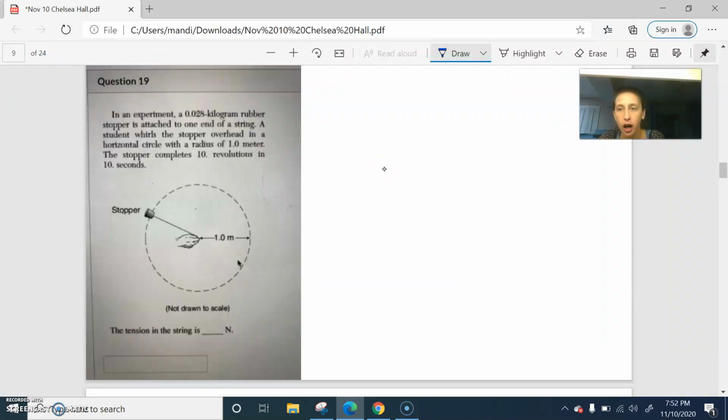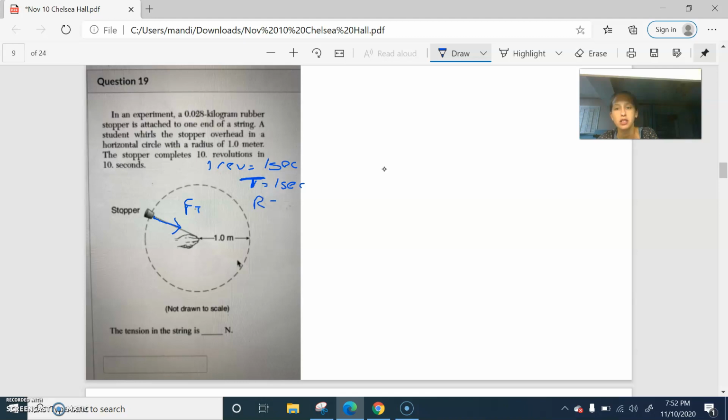Doing this one. Okay, we have a stopper being whipped around on a string. So the center seeking force, keeping it in that circle, is the tension in the string. Okay, so it does 10 revolutions in 10 seconds. So that means one revolution takes only 1 second. So that's handy. So the time period is 1 second.